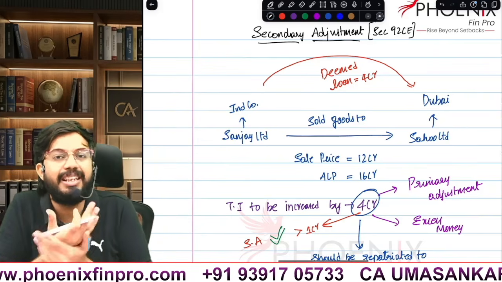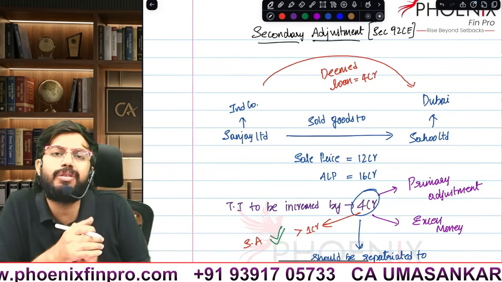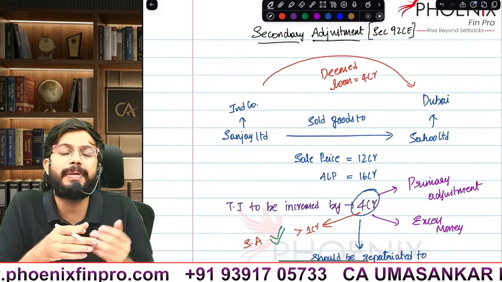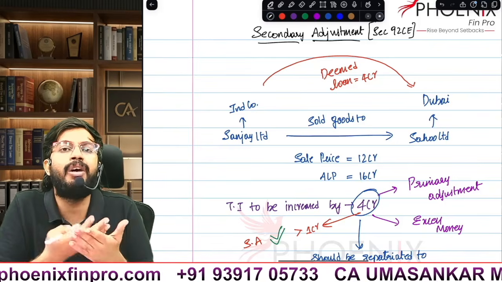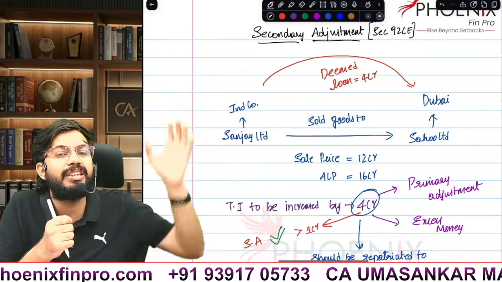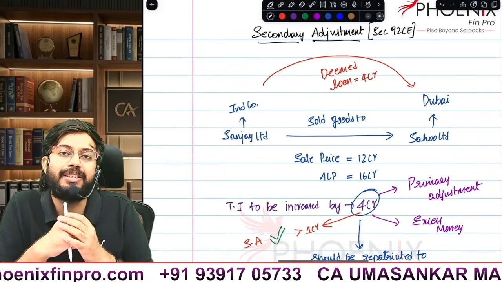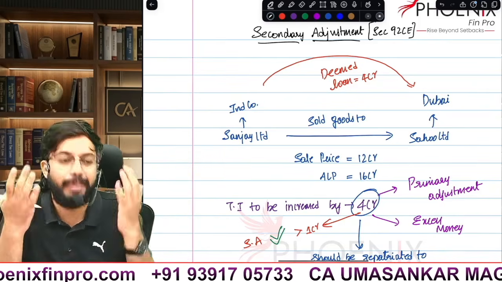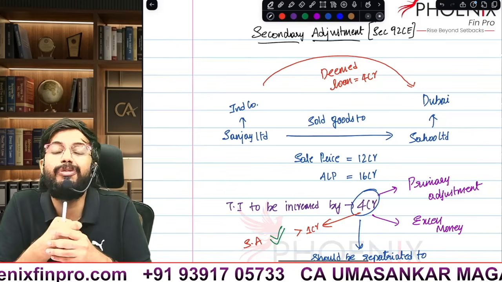But the thing is, here we sold goods for only 12 crores. He calculated arm's length price as 16 crores. From where will Saho Limited give 4 crores, from where will Sanjay Limited bring 4 crore rupees? Sir, is there any option available? Because there is no way that they can bring 4 crore rupees.